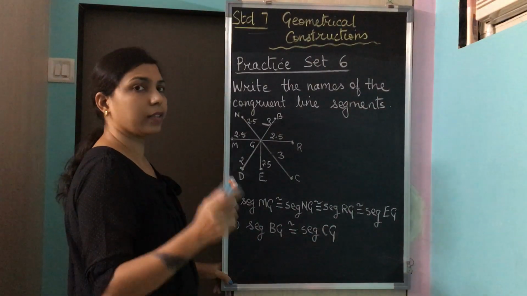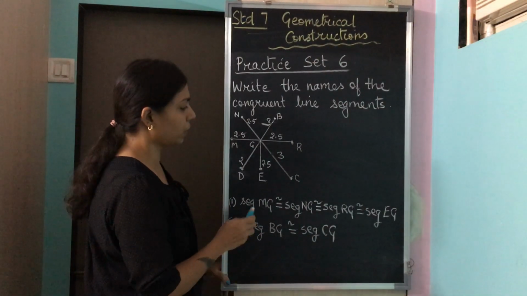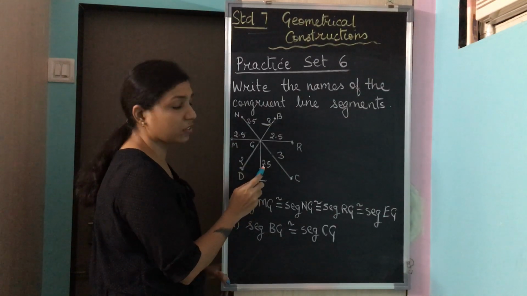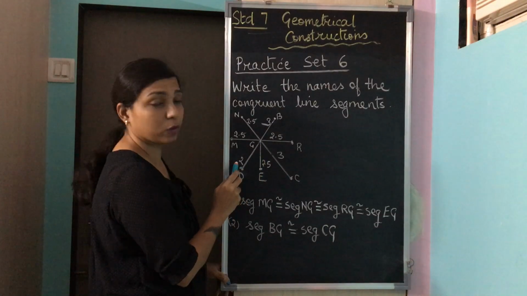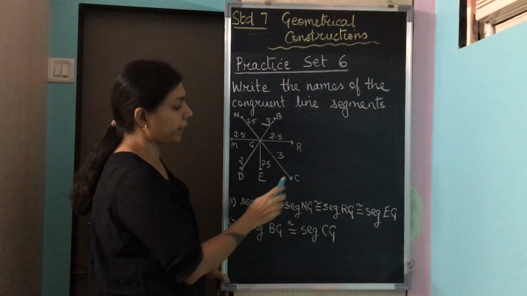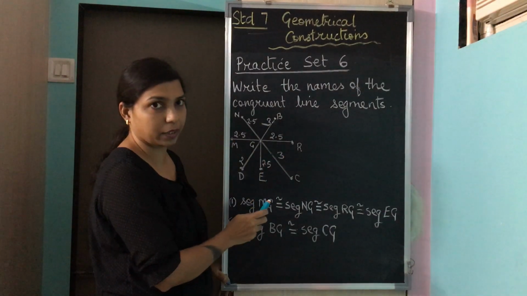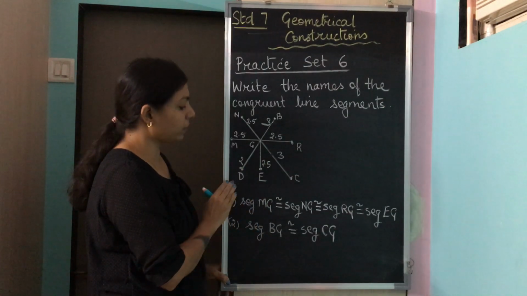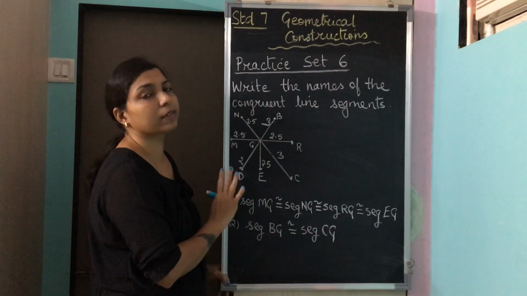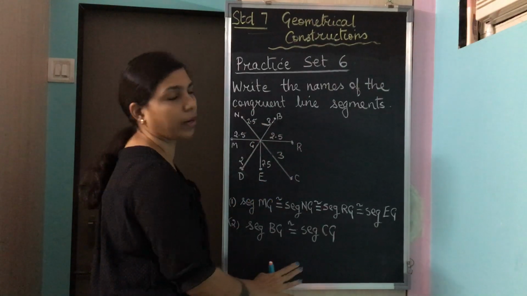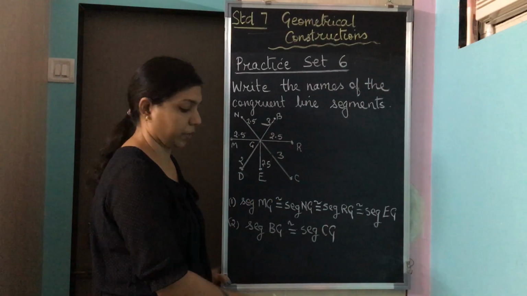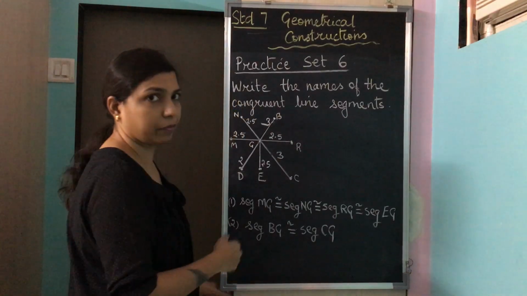Okay, and then there is one more segment which is left over here, segment DG, which is 2 centimeters. Is there any other segment which is also 2 centimeters? No. So it means that segment DG is not congruent to any of the other segments. So we don't have to write anything about that particular segment. Okay, so please copy this down and we'll continue further.